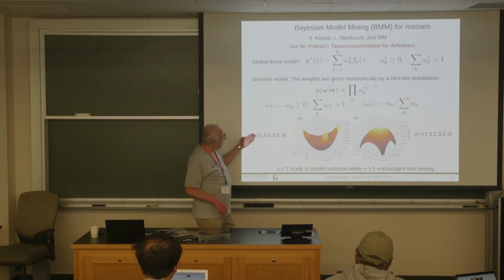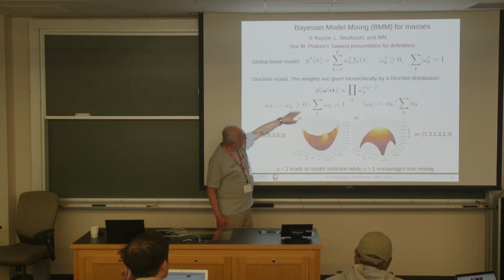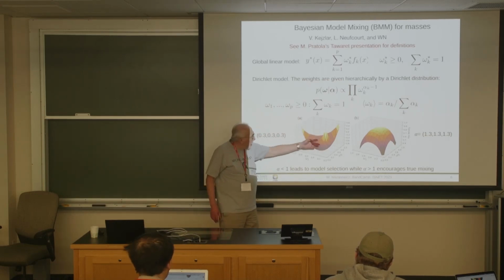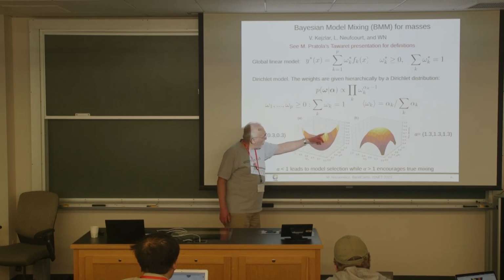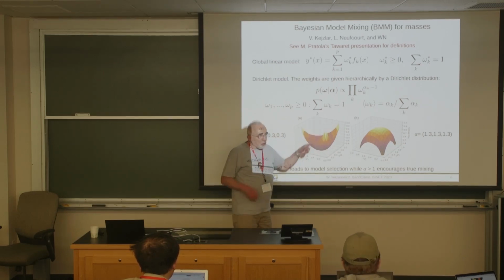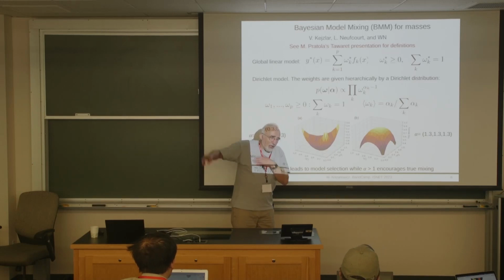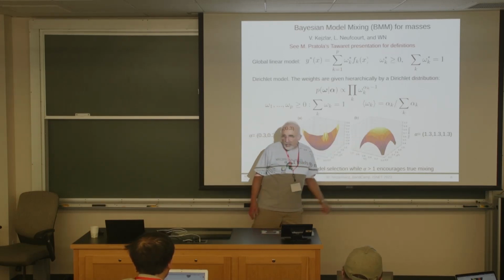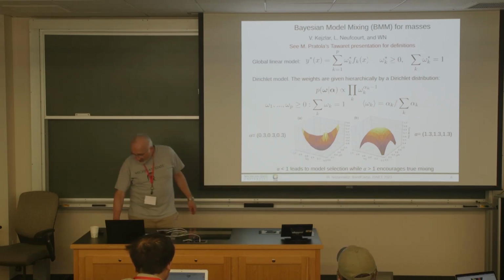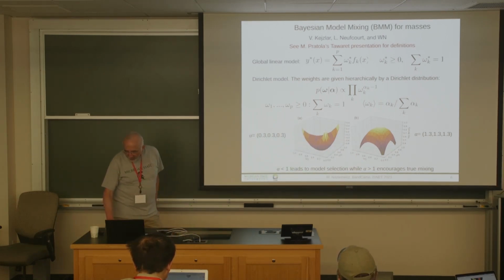If those alphas are less than 1, then we can talk about model selection. For instance, the weights will tell you whether a model is selected out of the 20 models we should consider, or we can do proper model mixing, a more democratic situation. So this is something which we want to implement. We want to do BMM, Bayesian model mixing, with those Dirichlet weights.